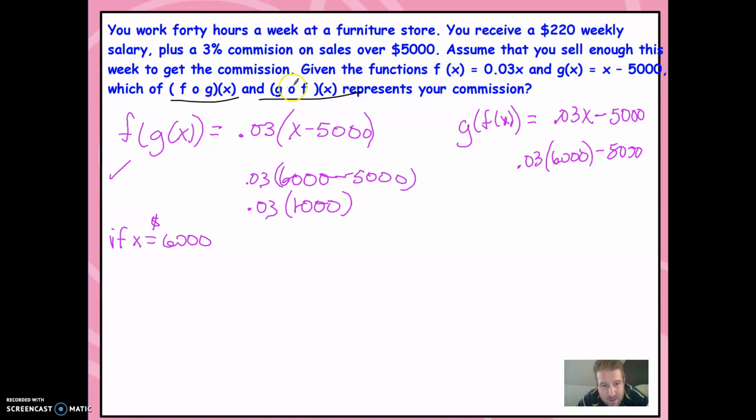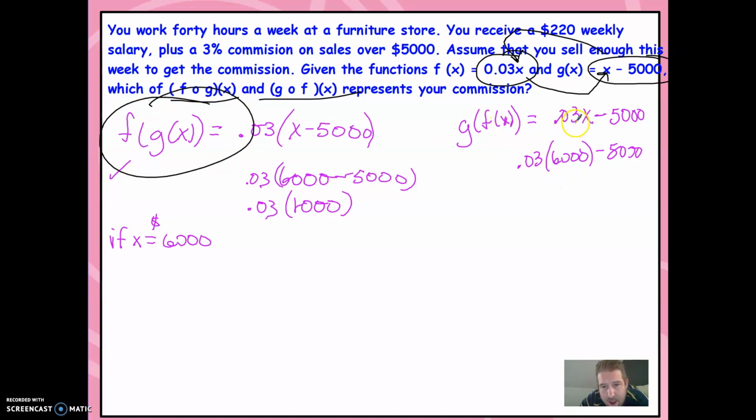Is it f of g of x or g of f of x? What I've done here is taken this, plugged it in for x, and that's what we have over here. Or g of f of x, take this, plug it in for x over here, and solve. Now we've decided to make x $6,000. Actually, you can make it whatever you want as long as it's a number greater than $5,000. To show something easy, 6,000 minus 5,000 is 1,000. Multiply that by 0.03, and you've got yourself $30 worth of commission. That makes sense. Check. So this is looking like the answer.